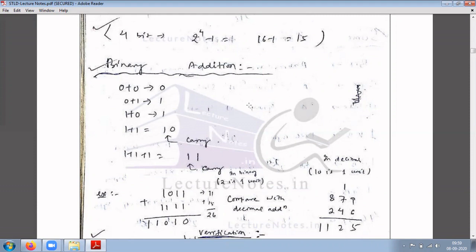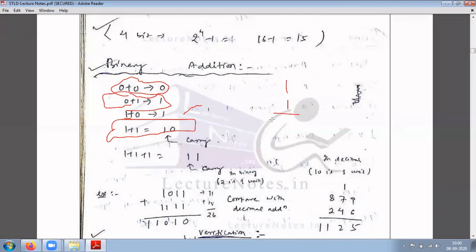Okay. So now we'll start with binary addition. All of you know this: 0 plus 0 equal to 0, 0 plus 1 equal to 1, 1 plus 0 equal to 1. Then why is 1 plus 1 equal to 10? If I add 1 with 1, why is it 10? Because it is in the binary number system.